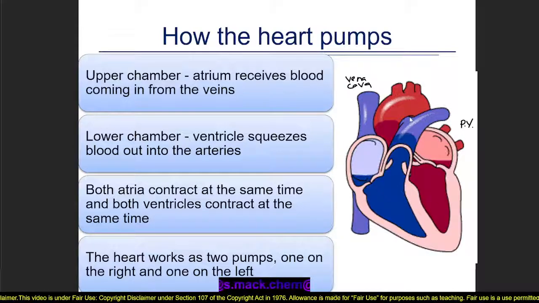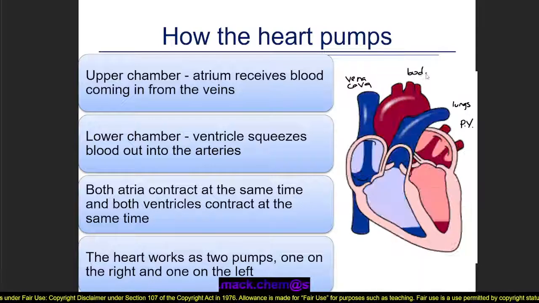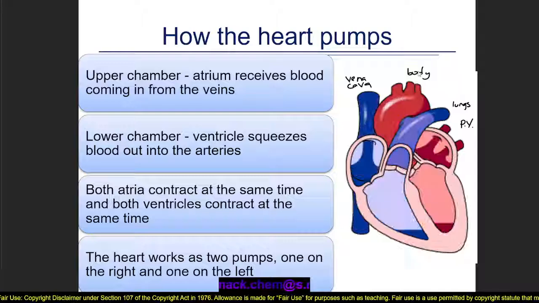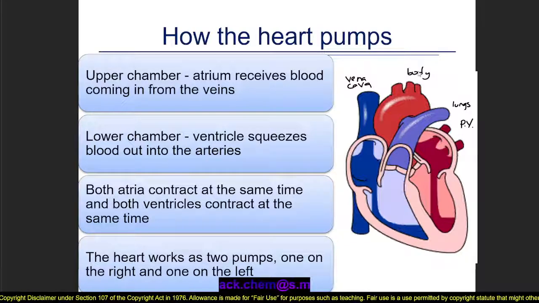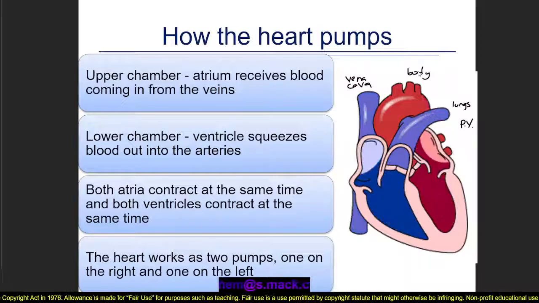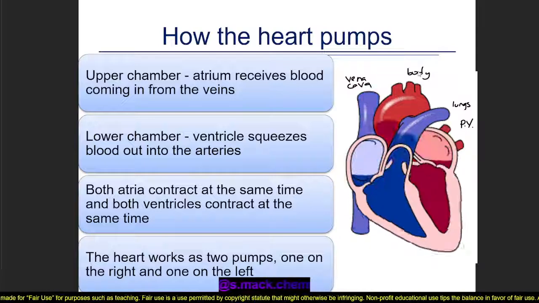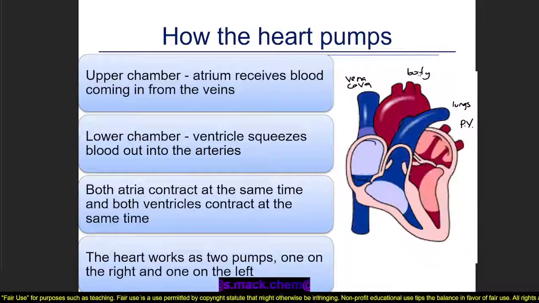The blood which is pushed out of the heart may go to the lungs, or it may go to the rest of the body. What I'm going to emphasize in this video is that the atria contract at the same time and the ventricles contract at the same time. What this allows for is blood flow through the heart, both through the left and right chamber, and it also allows for blood to be pumped to the body, to the lungs, and blood to be received into the heart from the vena cava and the pulmonary veins.